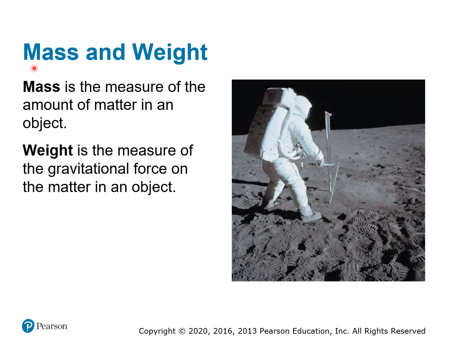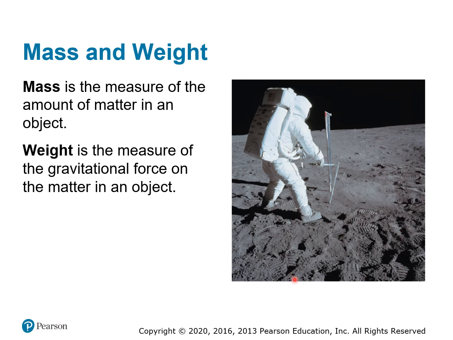Here are two terms that we usually talk about and do not want to get confused with: mass and weight. Mass is the measure of the amount of matter in any object, okay? Weight, on the other hand, is the measure of the gravitational force on matter in an object. So, measure of amount of matter and measure of gravitational force on the matter. You see a picture here on the right-hand side of an astronaut. Let's consider this is the moon's surface, and he's landing on it.